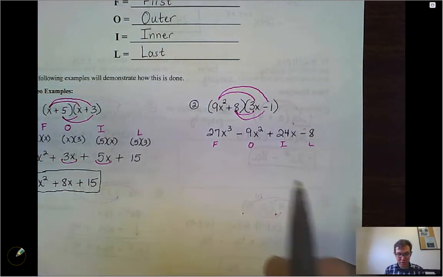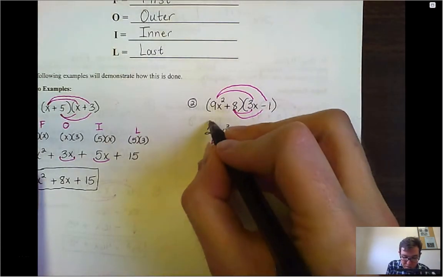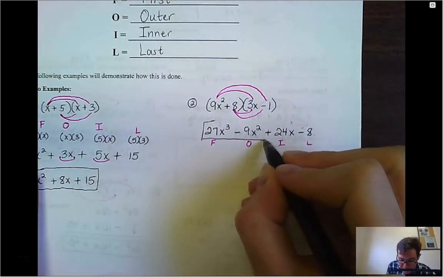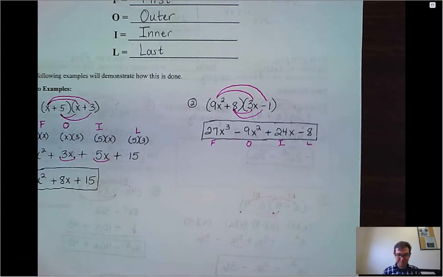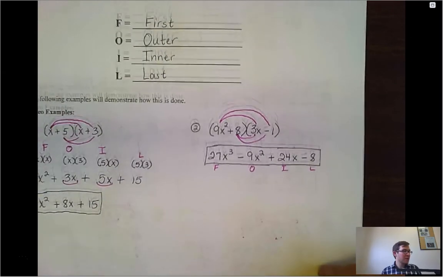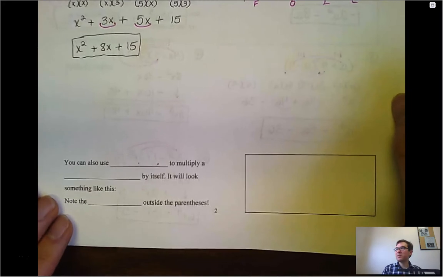But notice in this one, there are no like terms. There's nothing that has the same variable and exponent, so I can't combine anything or simplify it anymore. So 27x cubed minus 9x squared plus 24x minus 8 is your final answer. Sometimes you can simplify, sometimes you can't. It just depends on whether you have like terms or not. Okay, let's take a look at the bottom of this page.